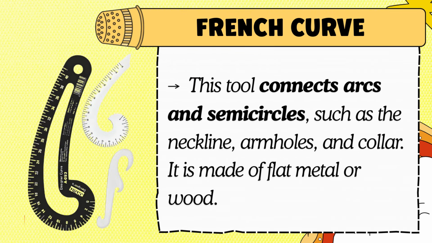7. French curve. This tool connects arcs and semicircles, such as the neckline, armholes, and collar. It is made of flat metal or wood. The French curve is also used for curves, but it is mostly for smaller rounded areas like the neckline and armholes. It helps make the design look smooth and professional.